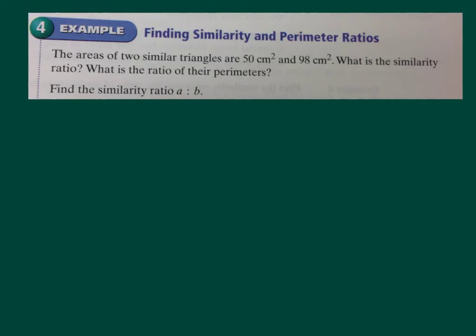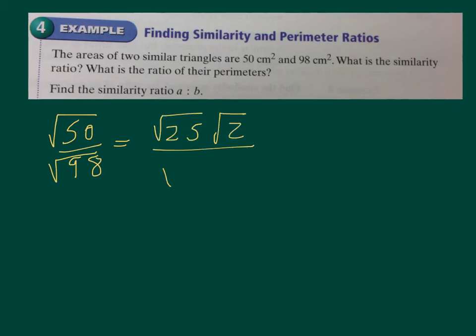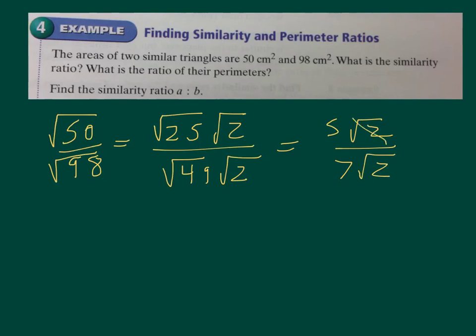Their similarity ratio is going to be the same as the ratio of their perimeters. Well, since the ratio of their areas is 50 over 98, to get their similarity ratio, or the ratio of their perimeters, we're going to have to take the square root of both the top and the bottom. So this is the same as square root of 25 times the square root of 2, over square root of 49 times the square root of 2. So you get 5 times the square root of 2 over 7 times the square root of 2. Our square roots of 2 cancel, and we're just left with the similarity ratio of 5 to 7. And same with the ratio of their perimeters, 5 to 7.